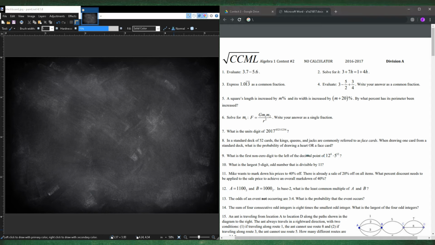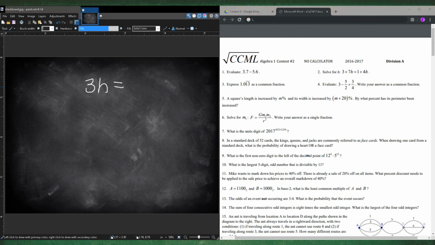Solve for h. 3 plus 7h is equal to 1 plus 4h. So minus 3 to the other side, and you minus 4h, so you get 3h is equal to negative 2. So h is equal to negative 2/3. Okay, so the answer is just negative 2/3. Just that simple. Basic variable question.